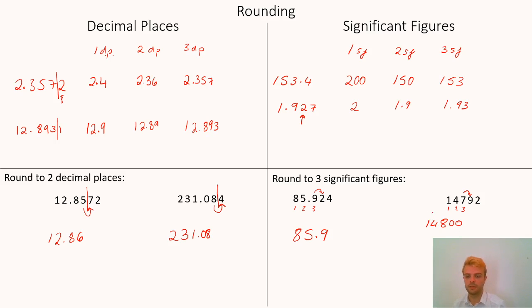So I hope that helped. That's rounding to decimal places and significant figures.